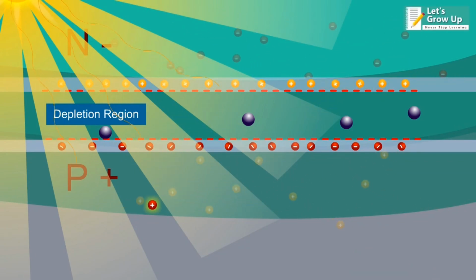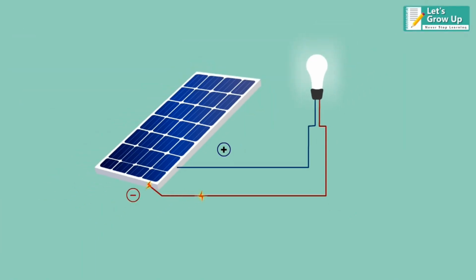On connecting an electronic circuit, the electrons flow through it, generating electricity for electrical devices like bulb, fan, etc.